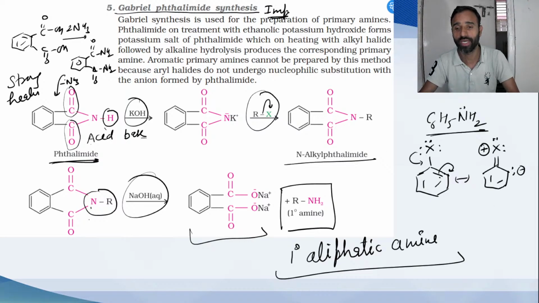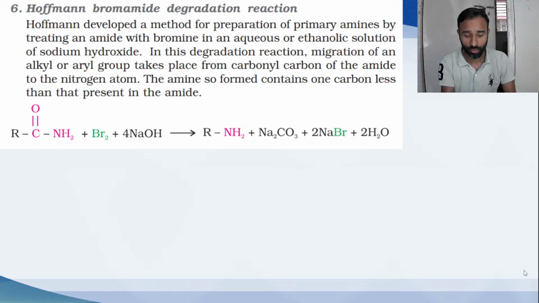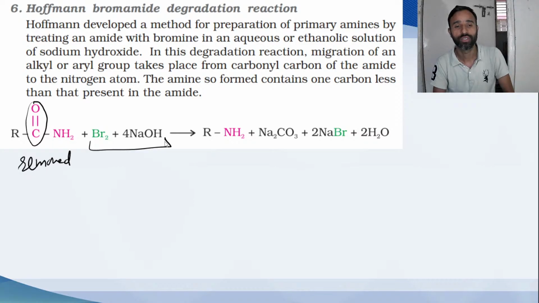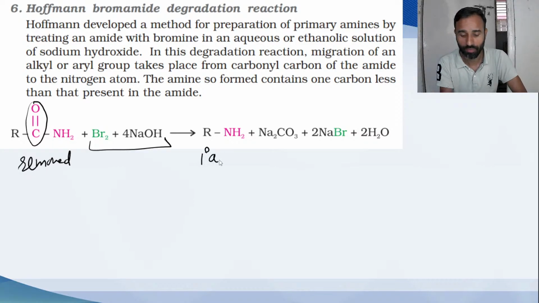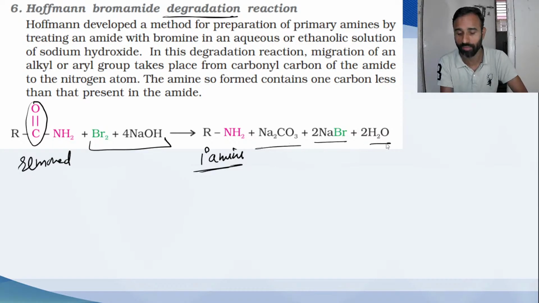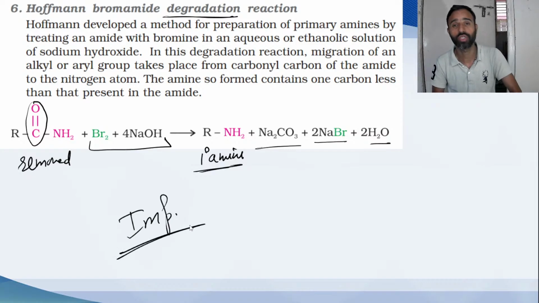Next is Hoffmann bromamide degradation. That is also very important. In Hoffmann bromamide degradation, the CO group is completely removed by Br2 and NaOH. So we get primary amine from primary amide. It's completely removed, that's why it's called degradation. There is a decrease in the number of carbon atoms, along with sodium carbonate, NaBr and H2O. This reaction is also very important for conversions, because to decrease the number of carbon atoms we use this reaction.